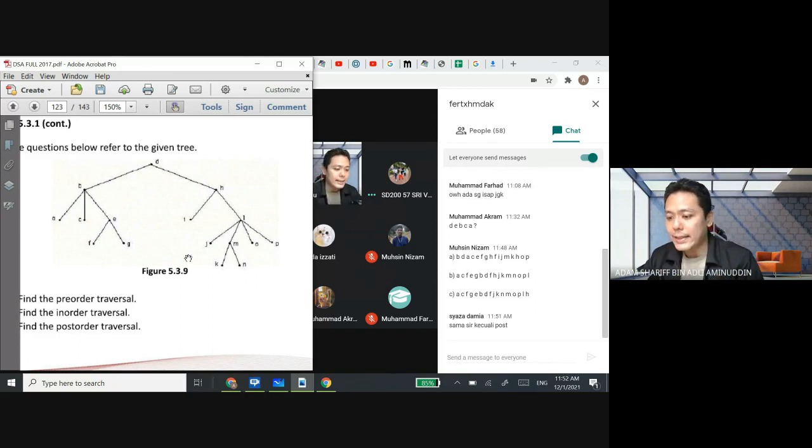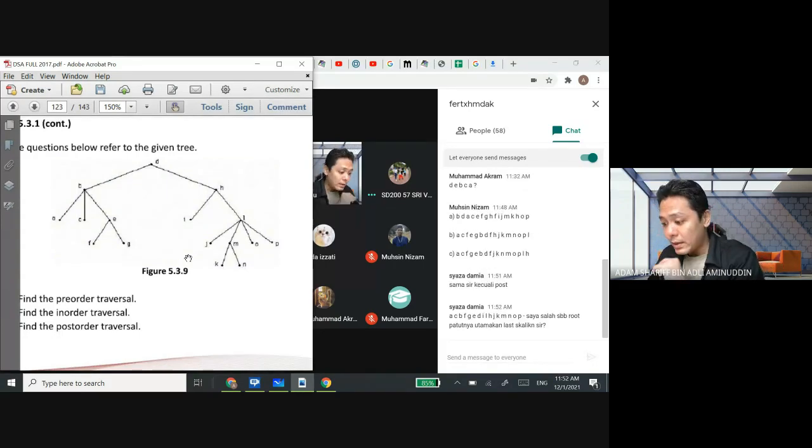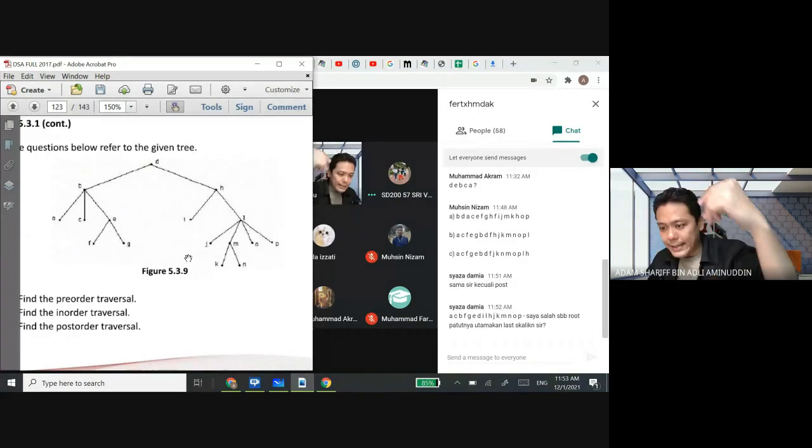Kalau tak silap saya check betul dah. Tapi saya nak juga jawapan Syaza, saya nak tengok yang mana yang kamu tersilap logik tu, yang mungkin dia tersalah type. Syaza type jap boleh? Saya nak tengok. Saya salah sebab root patut ditambahkan last kali. So Syaza, A, C, B, root last kali. Yes.